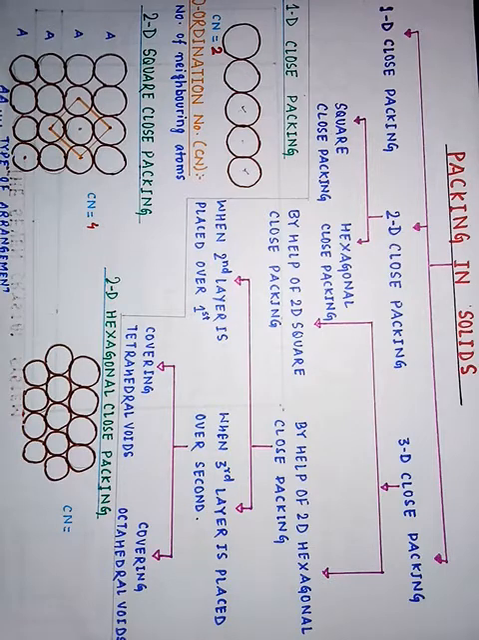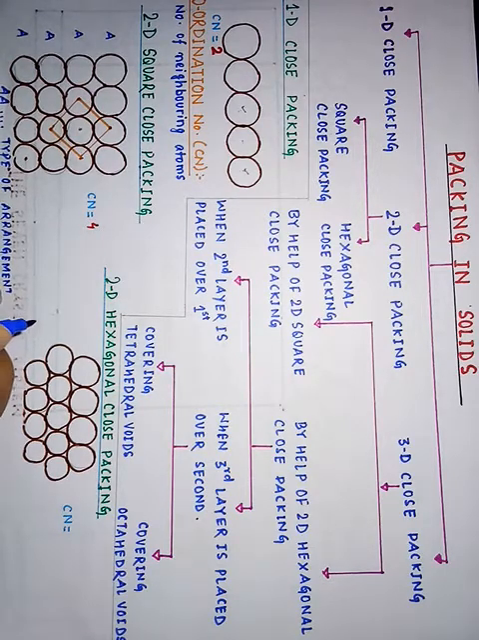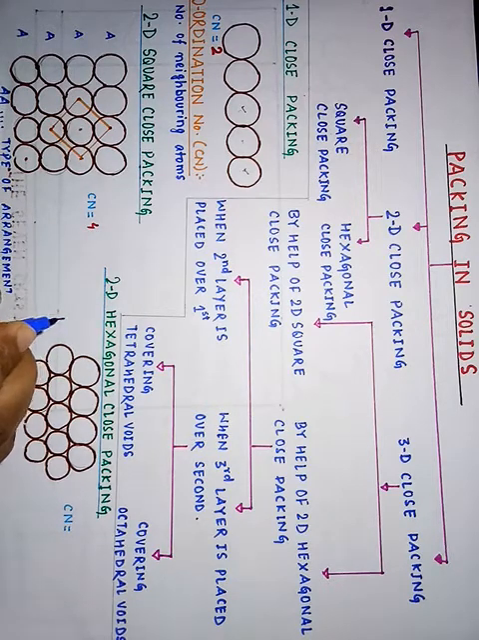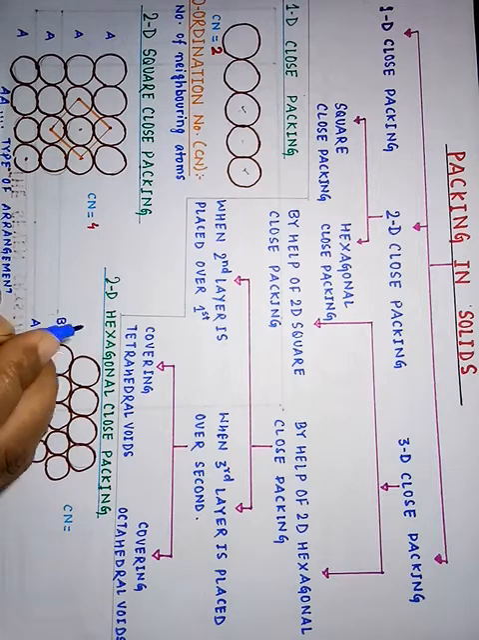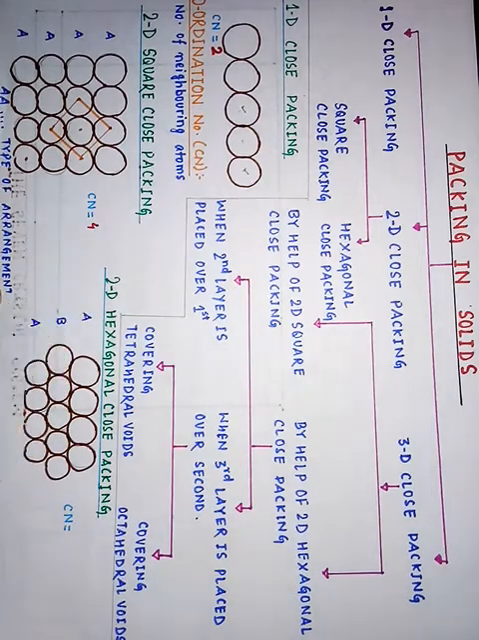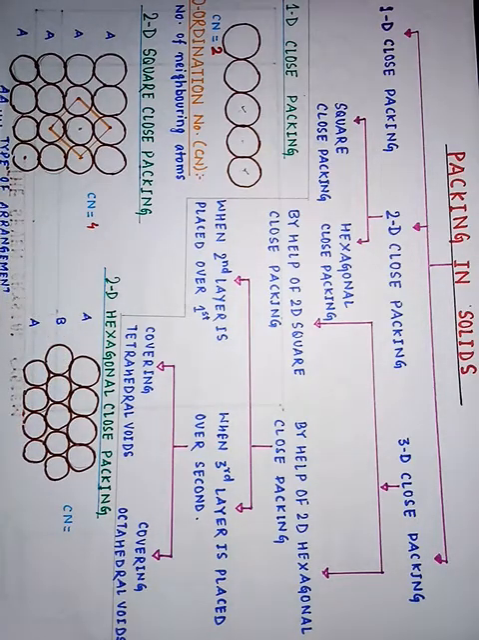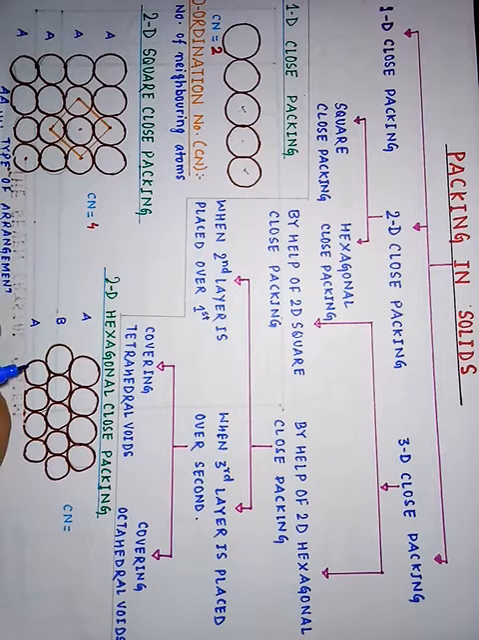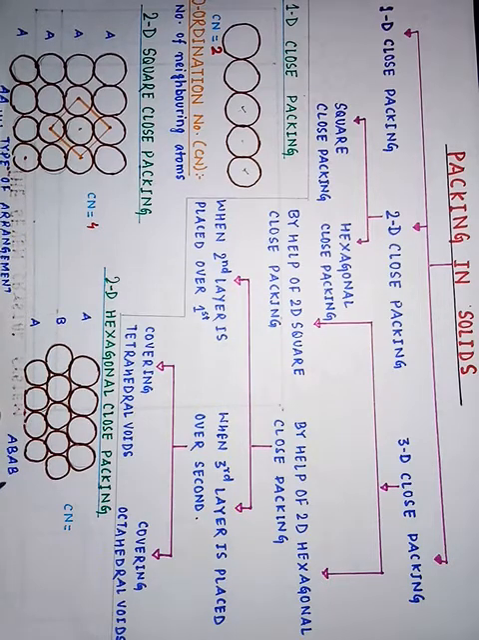Now just observe the pattern of the layer. If this first layer is of A type, then this layer is obviously of a different type, B type. Then the third layer is of A type. So this layer is of A type, B type, A type. So the type of arrangement here is A, B type of arrangement.